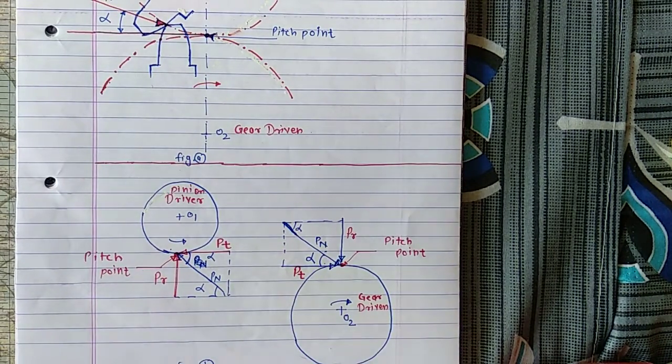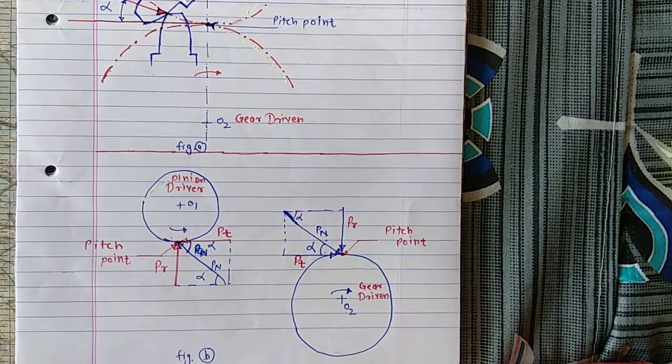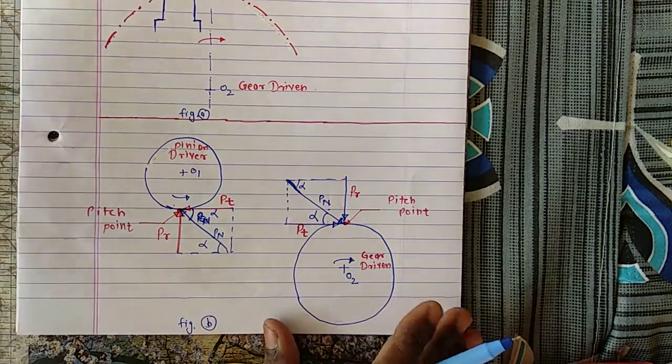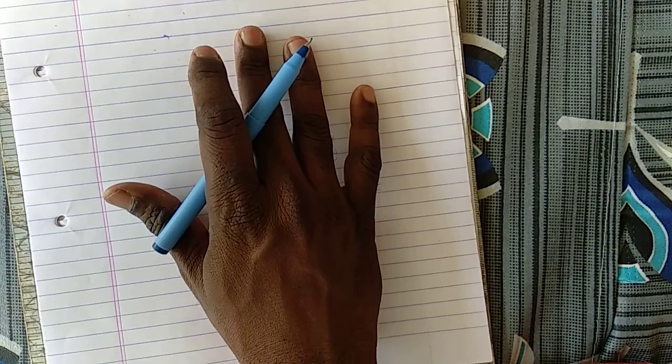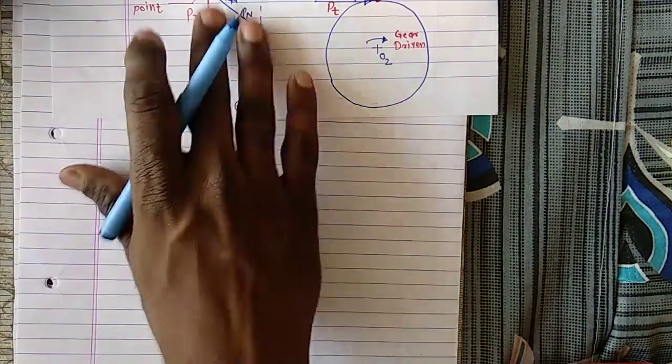Now I will try to find the equations for the tangential force PT, the radial force PR, and then the resultant force Pn, depending upon this figure B where we have resolved the forces. So we can write like this. Here, for the resultant force, I will take a reference of this.